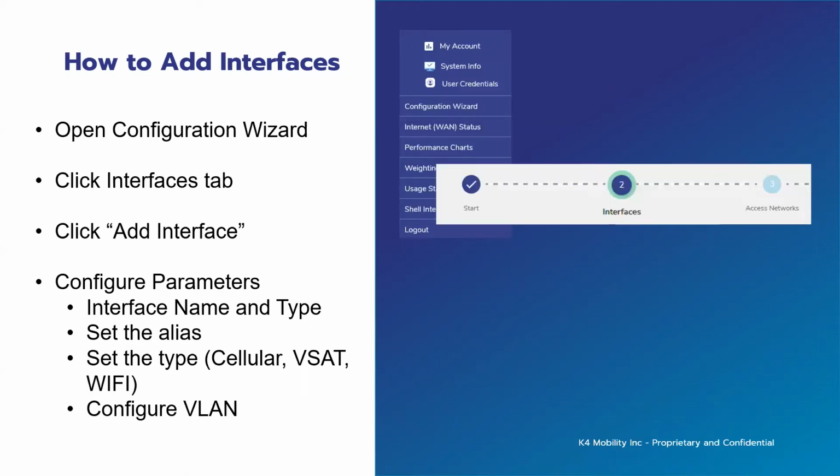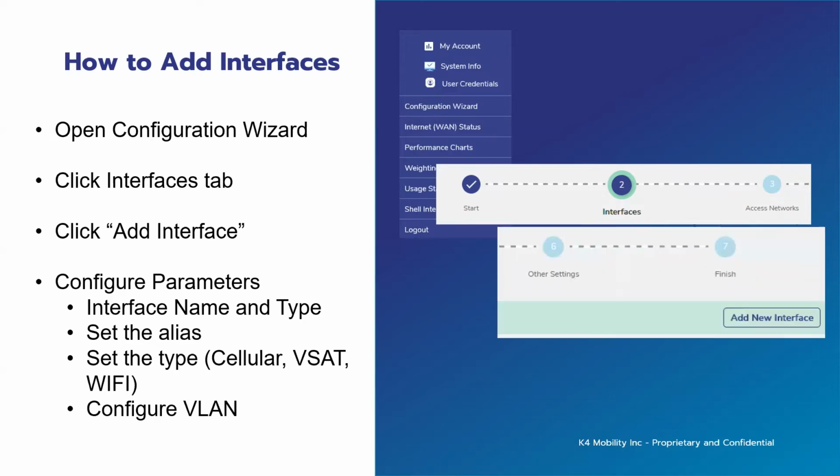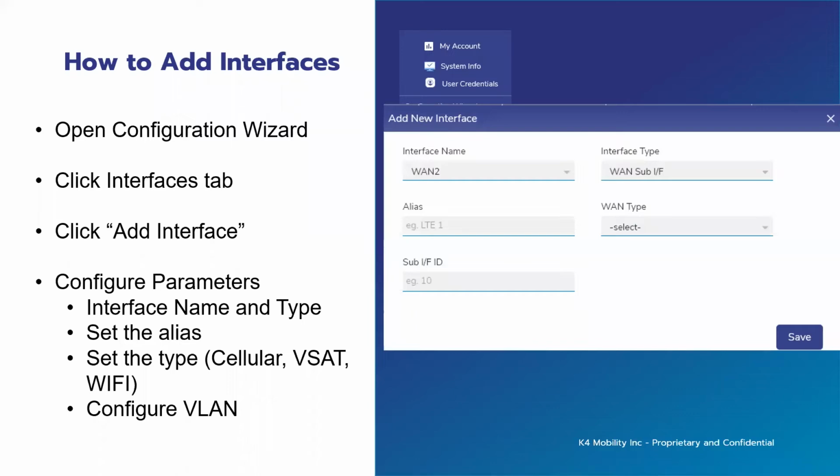So you'll need to select the interface name after you click on the interfaces tab, which has been renamed from WAN. You'll need to add the WAN interface type. You'll need to give it an alias, and then you'll also need to give it a VLAN ID. So all of these parameters will allow you to add a new interface, which is fairly easy to do, and then you'll go ahead and save that configuration.